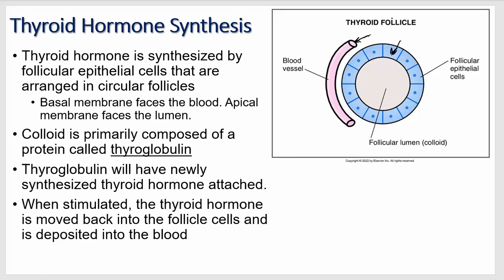Okay, but then one of the steps is to move out here, get the iodine, or actually make the thyroid hormone, and then move it back in. So the basal membrane up here faces the blood, and the apical membrane faces this lumen out here. So colloid in the middle is primarily composed of a protein called thyroglobulin, and thyroglobulin will have newly synthesized thyroid hormone attached to it. So when stimulated, the thyroid hormone is moved back into the follicle cells, these blue ones, and then into the bloodstream.